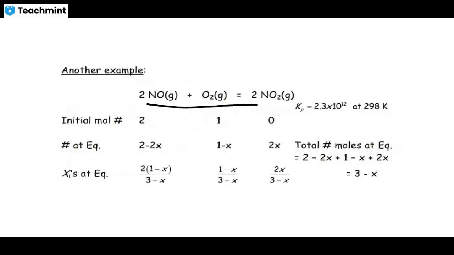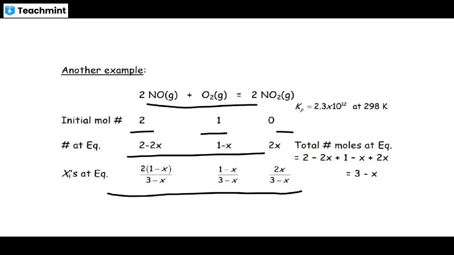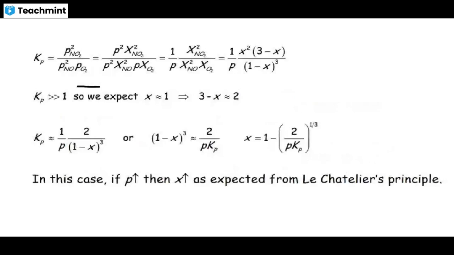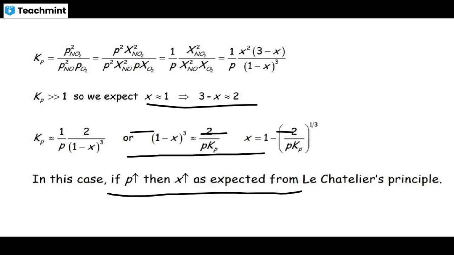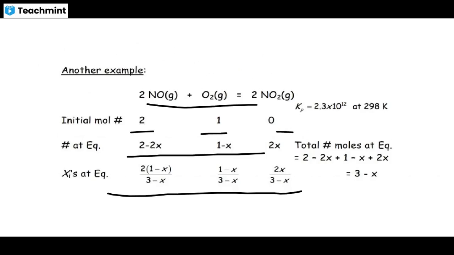Another example, NO plus O2 gives 2 NO2 gas. Here the initial moles are 2, 1, 0, and we have the number of equilibrium moles and mole fractions the same, and the Kp. Here Kp is greater than 1. So this is the equilibrium constant, 2.3 times 10 to the power 12. Here Kp is greater than 1.